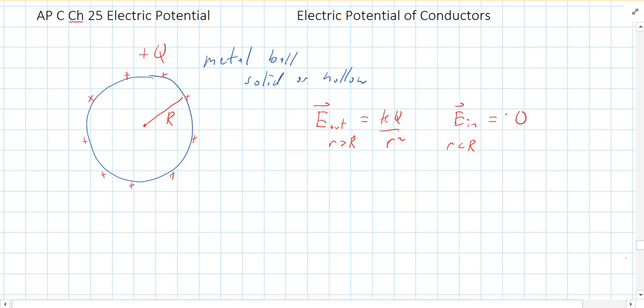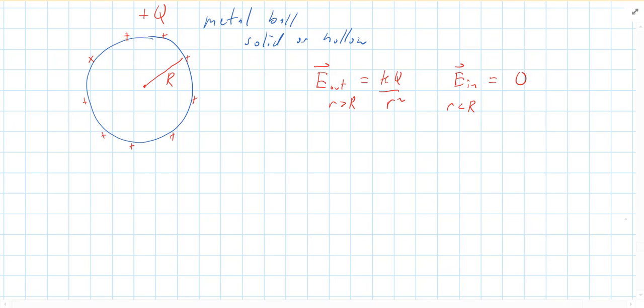If we're looking at voltage, well, voltage outside the ball, so r bigger than the radius, is just going to be KQ over r. It's just going to behave like a point charge. What about the voltage inside the ball, r less than R? The temptation here is to say 0, and that's not correct.